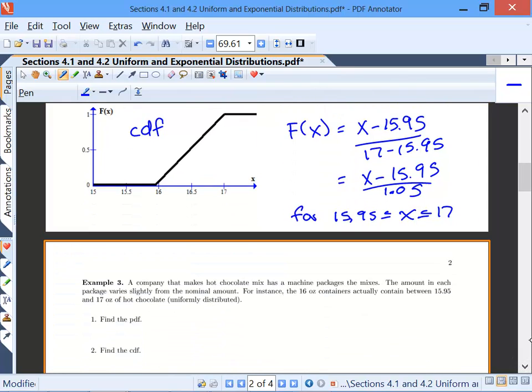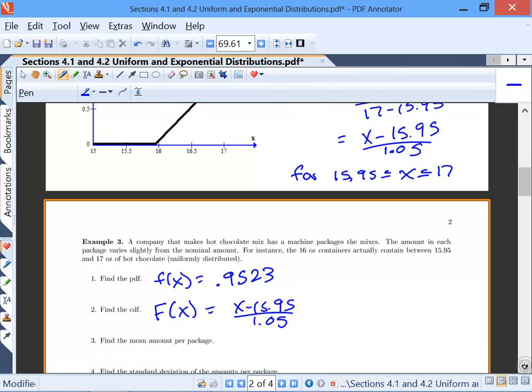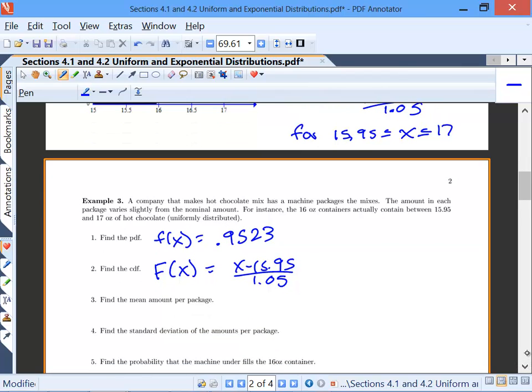So I think we got slightly ahead of ourselves because on example 3, I just wrote the problem statement again, and now I'm asking you to find the PDF, which we ended up saying is just 0.9523. And capital F of x is x minus 15.95 over 1.05. So we already found those two things.